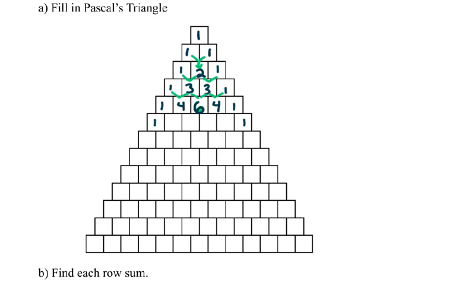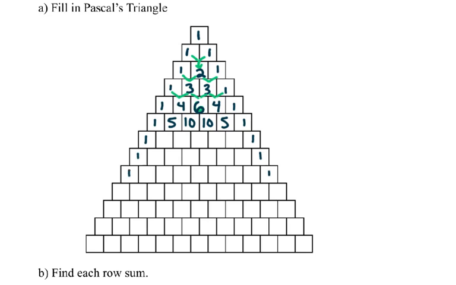And so we're going to continue this process downward. 1 plus 4 gives us 5. 4 plus 6 gives us 10. 6 plus 4 gives us 10. 4 plus 1 gives us 5. We can see the pattern starting to be built here. Remember, 1s are all along the sides.